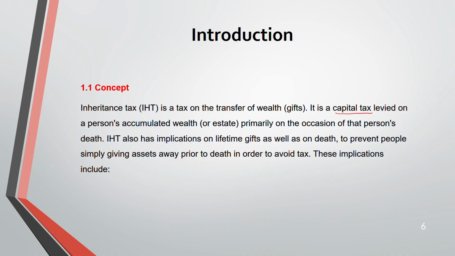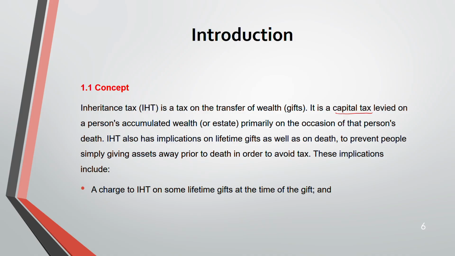Okay, now IHT also has implications on lifetime gifts as well as on death. Remember, twice it will have impact. So to prevent people simply giving assets before their death in order to avoid tax, that's why they are taxed twice. Otherwise, what happens is someone might give their property to someone else before their death so they can avoid tax. Okay, in order to prevent that from happening, there are implications on lifetime gifts as well as on death. So these implications include a charge to IHT.